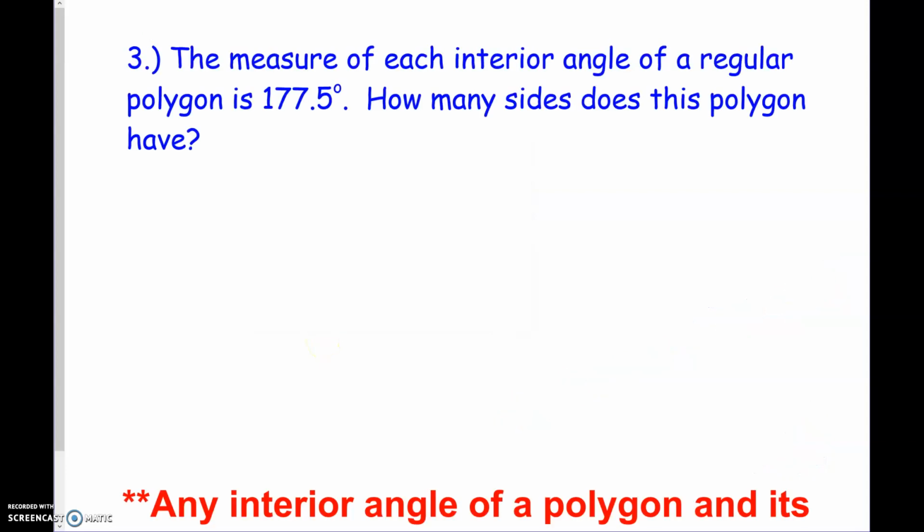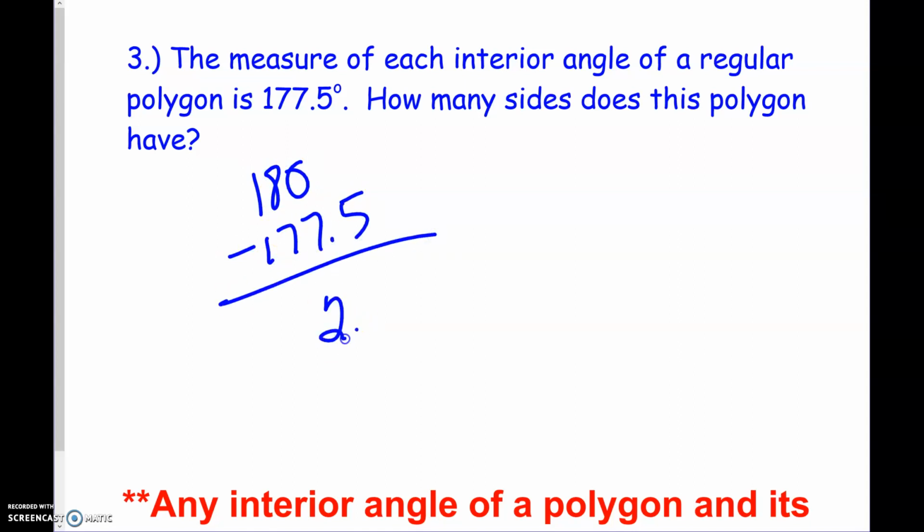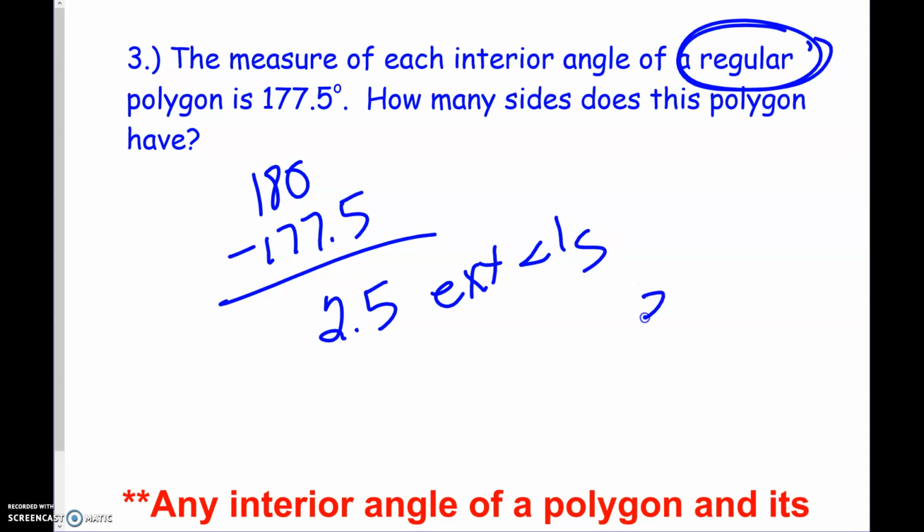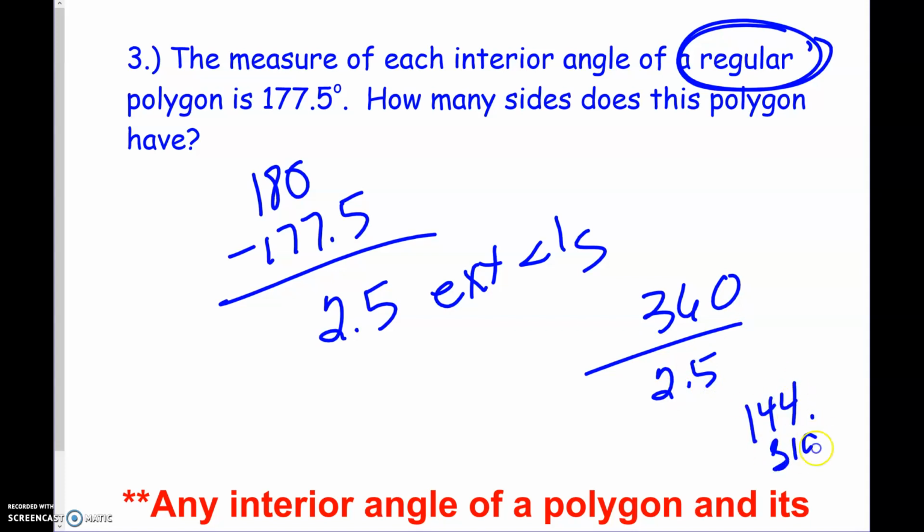All righty. Good. Well, we have one assignment left here, and let's see if we can figure this out. The measure of each interior angle. So if the interior angle is 177.5, remember it makes a linear pair, so we're going to take 180 minus 177.5. So that gives us 2.5 for each exterior angle because it's regular. So now if you take 360 and divide by 2.5, 360 divided by 2.5 is 144 sides.